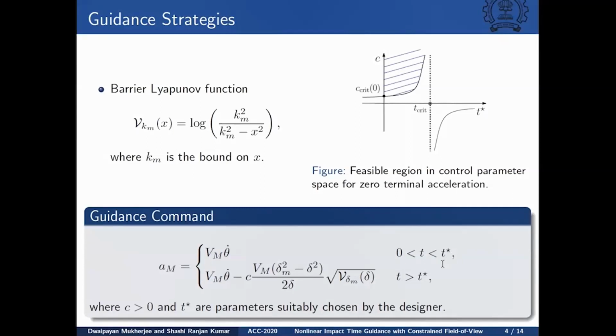There are two control parameters here, T star, which is the switching instant between phases 1 and 2, and the other is C, which is a parameter during the second phase of the command. Now, we have found that the feasible region in the controller space for these two parameters is given by the hatched region here, which is bounded by this segment of this rectangular hyperbola.